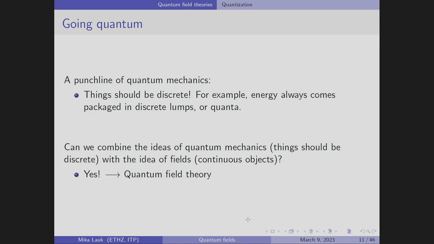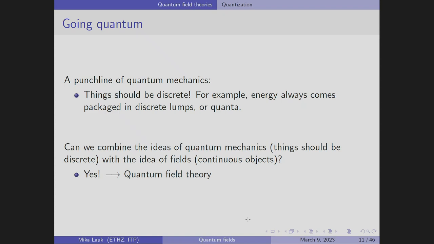For example, something like a harmonic oscillator, you know, a pendulum, if you look at this as a quantum system, it tells you that the energy has to come in discrete steps. And now the question that we have to ask is, what happens when we combine this idea of discreteness with this idea of a field, which is sort of something spread throughout? It's very continuous. It's not discrete at all, right? And what we get out of that really is quantum field theory.